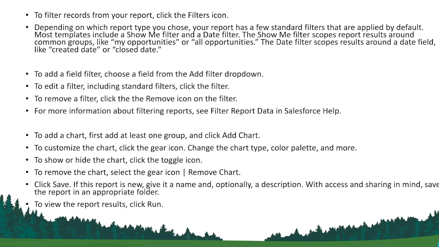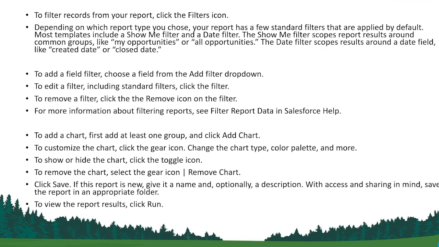If you want to add a chart, you first add at least one group, and then you can get the add chart. If you want to customize the chart, you have to click on the gear icon. From here, you can change the chart type. If you have chosen histogram, you can also choose line chart or pie chart, you can also select the color of those charts, and you can select the representation of that chart. So many ways are there to represent or customize your chart.